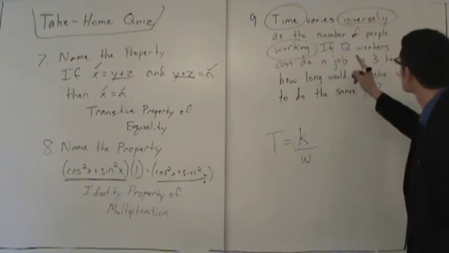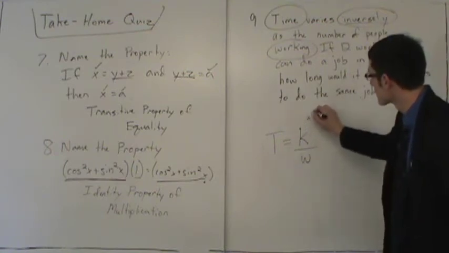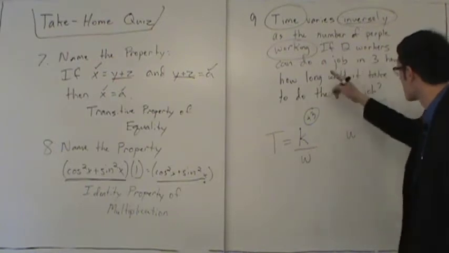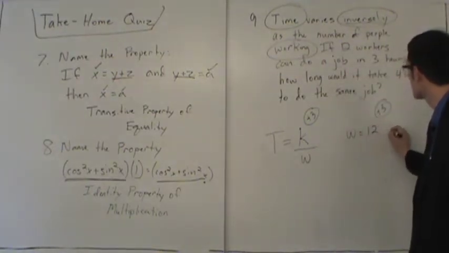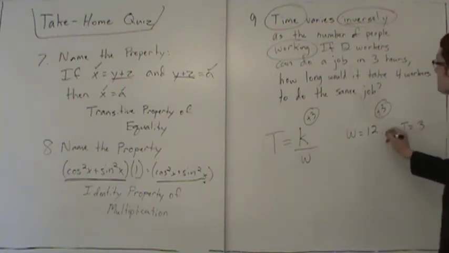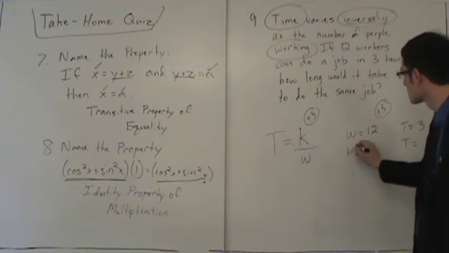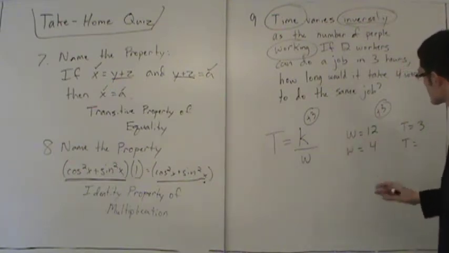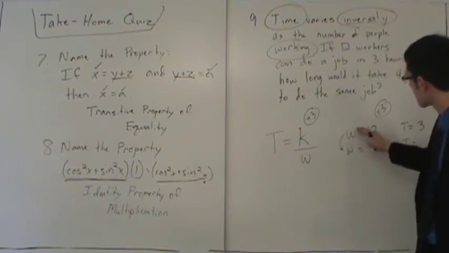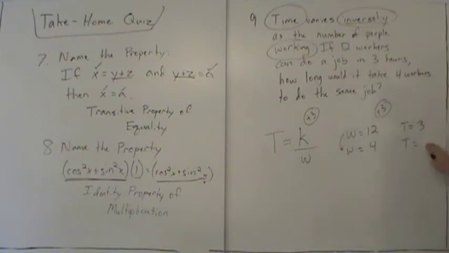Now, it says that if 12 workers, okay, so now we write an equation, we get, remember, 3 points for the equation, we get 3 points for the list, guys. So if 12 workers can do a job in 3 hours, workers equal 12, time equals 3. How long, now time is blank, would it take 4 workers to do the same job? So my question is, before we even solve this, what's happening to the number of workers? The number of workers is going down. So what's going to happen to the time? The time is going to go up.